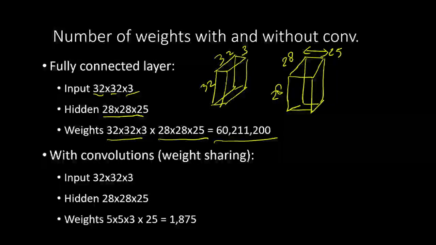So if we were to do convolutions, which is weight sharing, what size would we have? We would have a kernel of size 5 by 5, let's say, and because it has to examine all 3 input channels, we will have times 3, and because there are 25 such features, times 25. So we have only 1875 weights. That's a huge reduction over 60 million. I am not even counting the biases. The reduction in biases is smaller, but in the number of weights, there's a huge reduction.